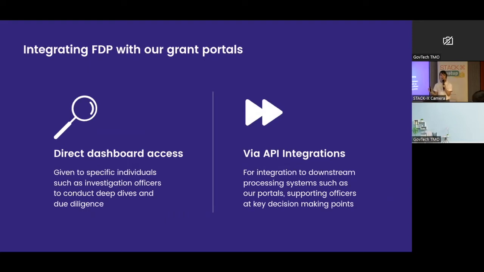So how this works is that when FDP detects a breach, it's then reflected onto our grant portals to whoever is assessing the grant at key decision-making points to help them make more informed assessments. Now, doing this not only enhances our ability to better counter fraud, but it also saves our officers a lot of time in conducting these checks by themselves. And so it's really quite a big win for us to have FDP on board our portals.